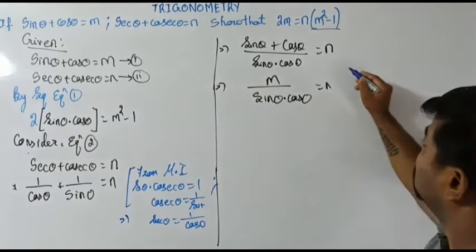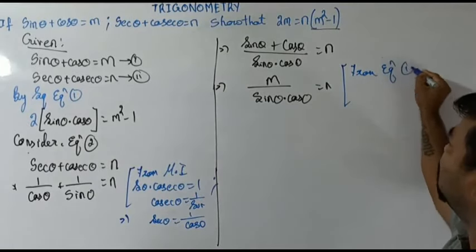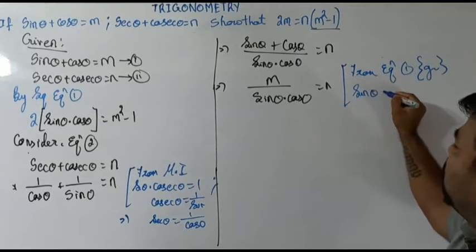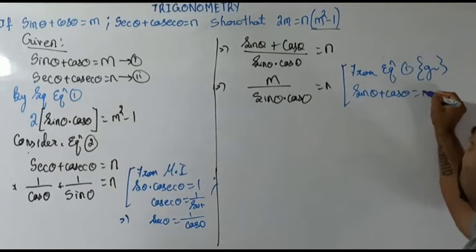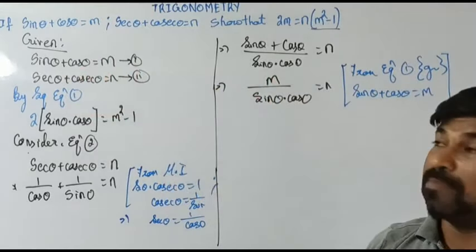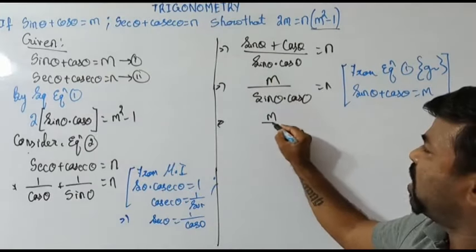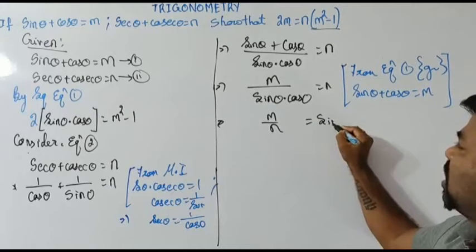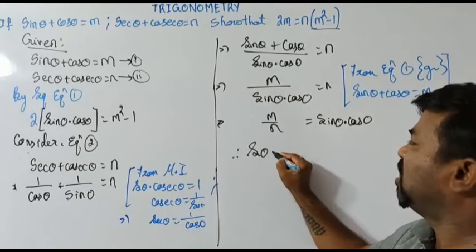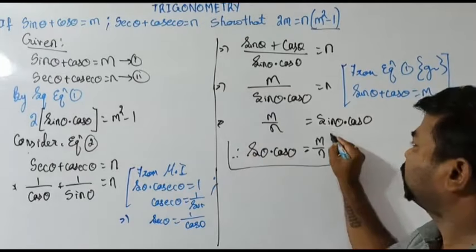How did you get that? Just now, from equation 1 it is given that sine theta plus cos theta is equal to m. Sine theta plus cos theta, what did you write it as? m. Now, if I interchange these two places, m by n is equal to sine theta into cos theta. Therefore, sine theta into cos theta is nothing but m by n.